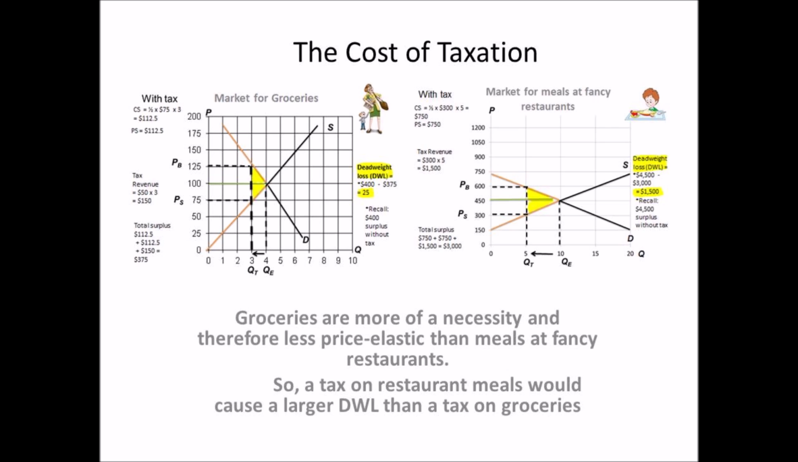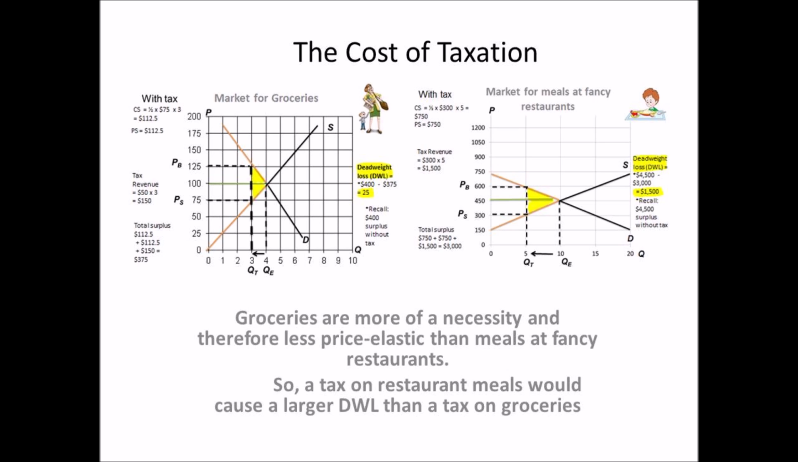For example, a sales tax on food. At the margin, some consumers will purchase less food. Overall, food purchases will not decrease significantly because the tax will be spread over a large number of consumers and demand is relatively inelastic. And groceries are more of a necessity and therefore less price elastic than meals at fancy restaurants. So a tax on restaurant meals would cause a larger DWL than a tax on groceries. So you see the difference in elasticity. The market for groceries is inelastic and the market for meals at fancy restaurants is elastic.